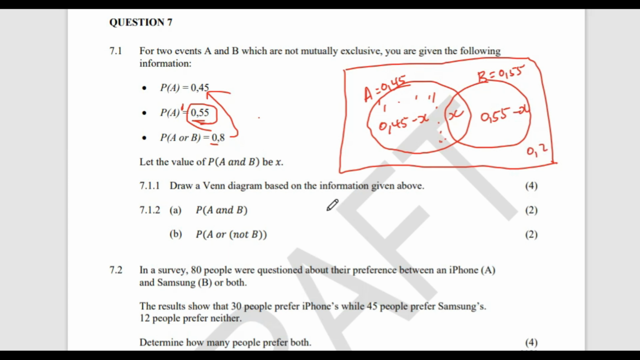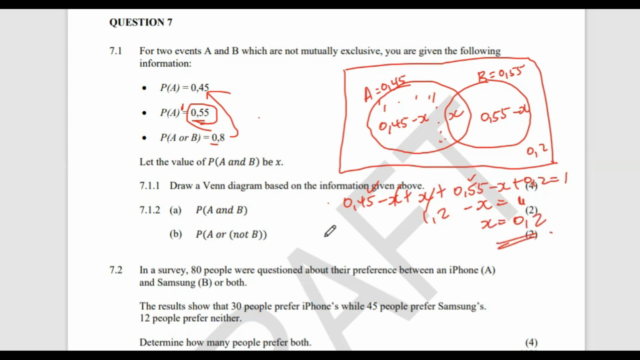Then A and B, we shall have, let me just use what is inside: 0.45 minus X plus the X plus the 0.55 minus X plus the 0.2, we must get a 1. So when I add 0.45 and 0.45, that's giving me a 1, plus that I'll get 1.2. This and this cancel, minus X is equal to 1, which means my X is going to end up being 0.2. Then probability of A or not B.